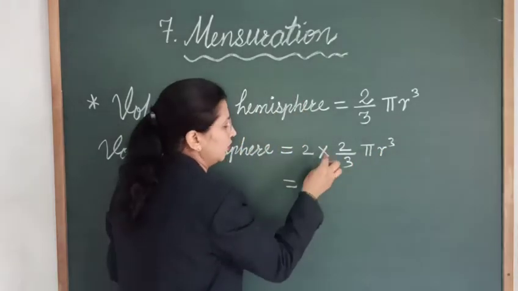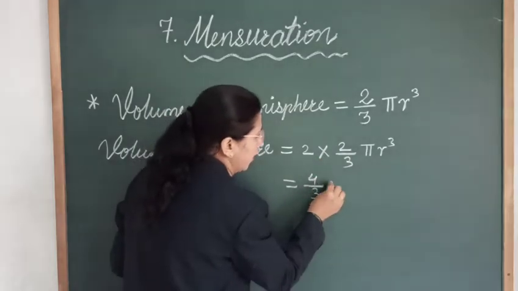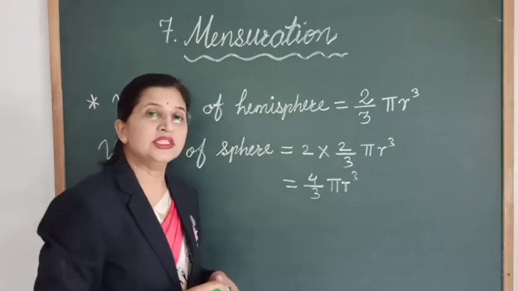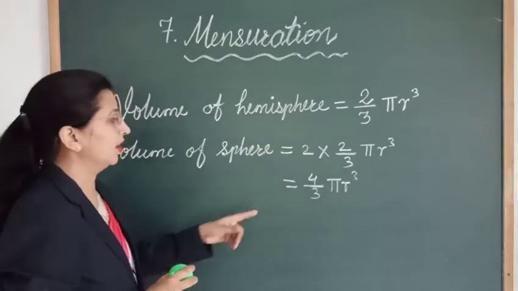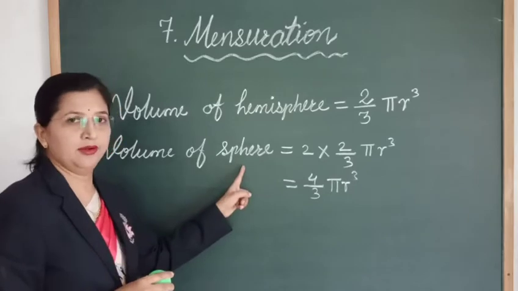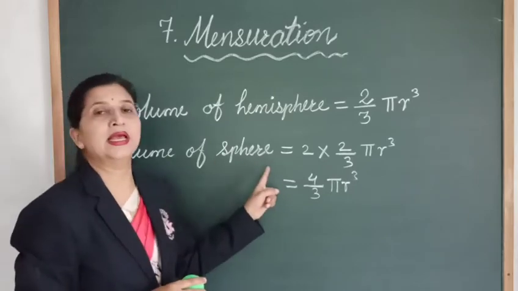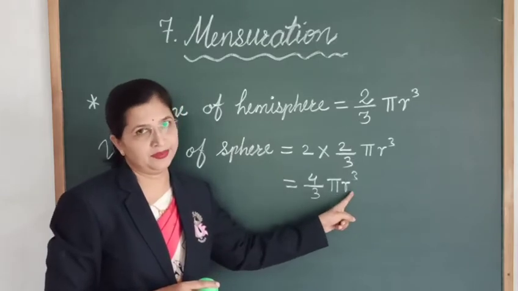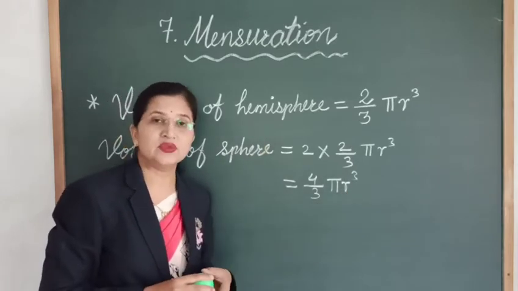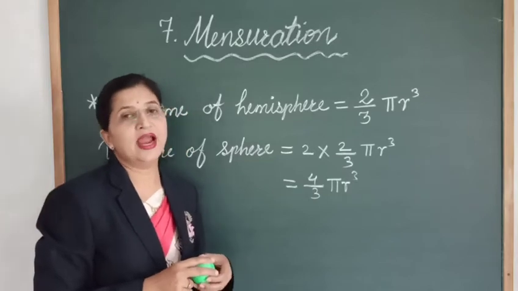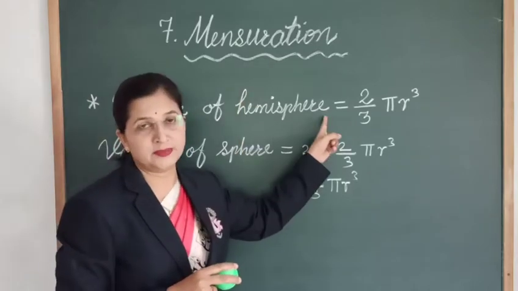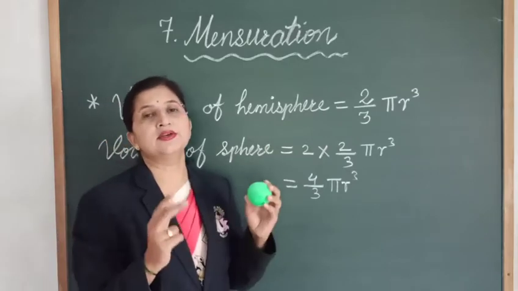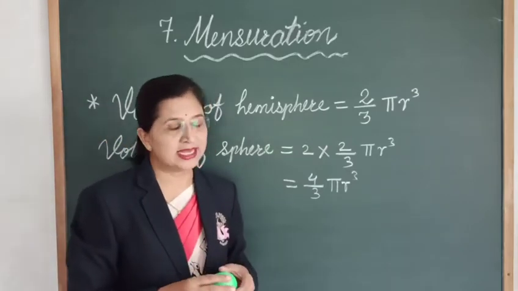Now we get 4 upon 3 pi r cube. So in this way we got the formula for the volume of a sphere. Volume of sphere is equal to 4 upon 3 pi r cube. So dear students, through this activity we found out the volume of a hemisphere and the volume of a sphere. Let's use these formulas to solve the examples.